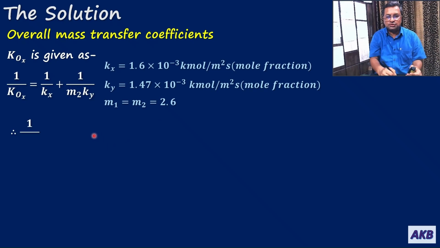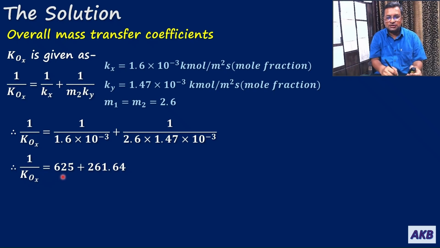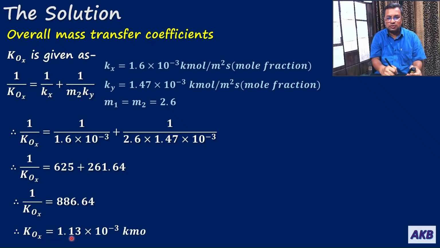Now we just have to use the values. So it would be 1 upon Kox is equal to 1 upon 1.6 into 10 to the power minus 3 plus 1 upon 2.6 into 1.47 into 10 to the power minus 3. So that gives us 1 upon Kox as 625 plus 261.64. So that is 1 upon Kox is equal to 886.64, which gives us Kox as 1.13 into 10 to the power minus 3 kilomole per meter square per second per mole fraction.